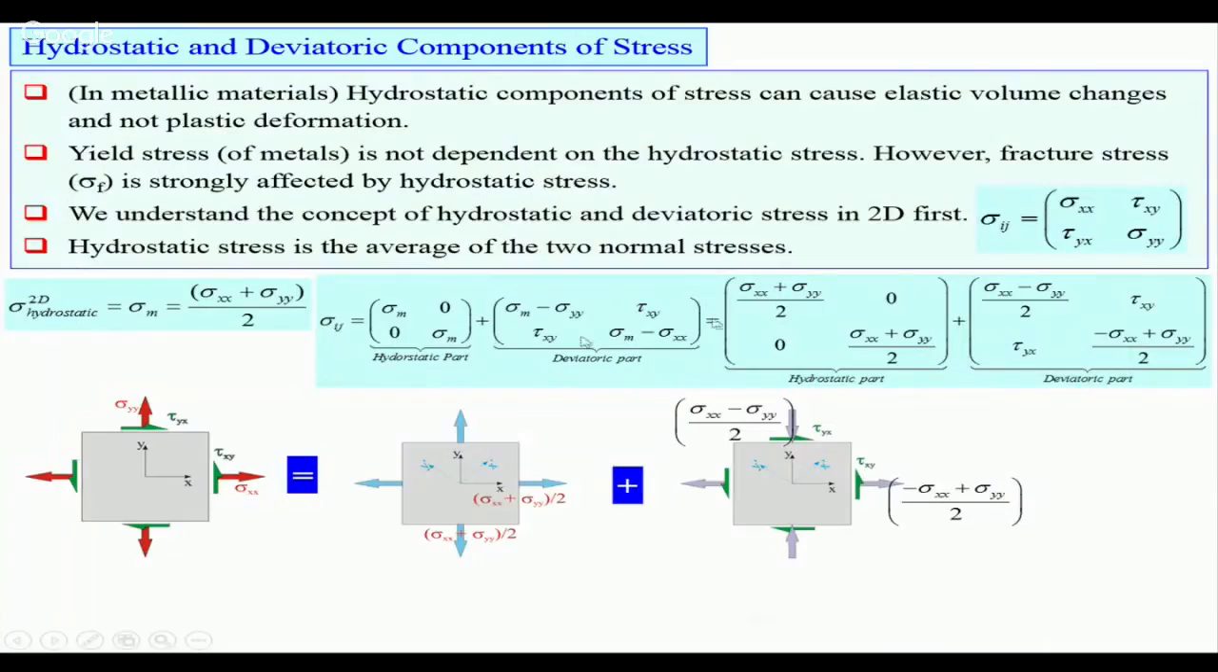You can see here sigma m replaced by sigma x plus sigma y by 2 on two sides, and here the deviator. If you add this, this will be 0. The first invariant will come into play, and this is the shear stresses. So the diagrammatic representation is as follows.